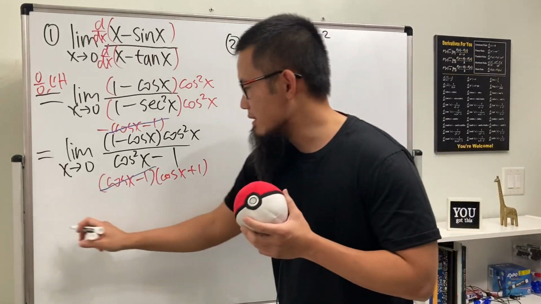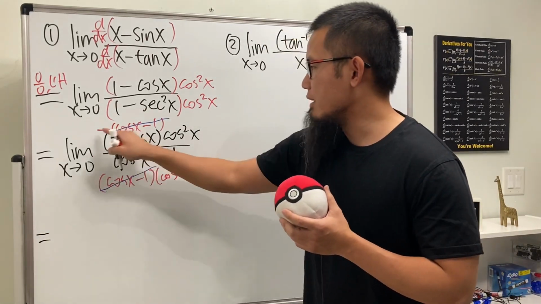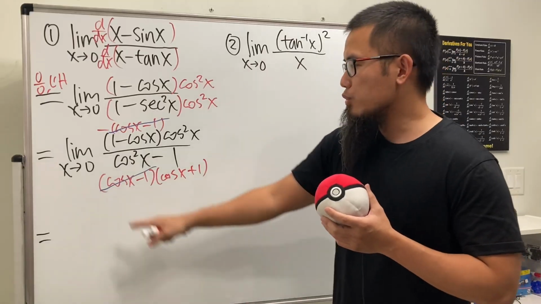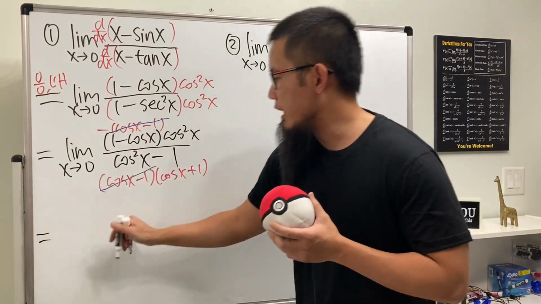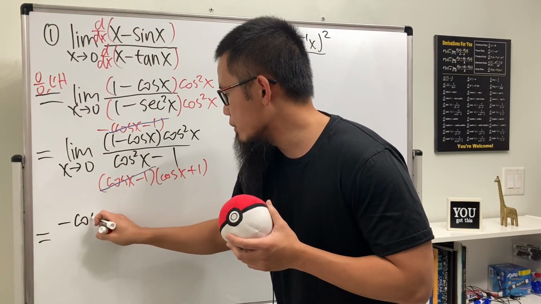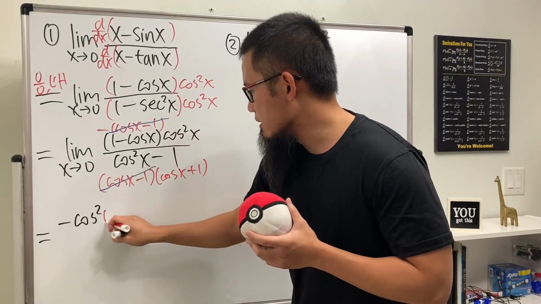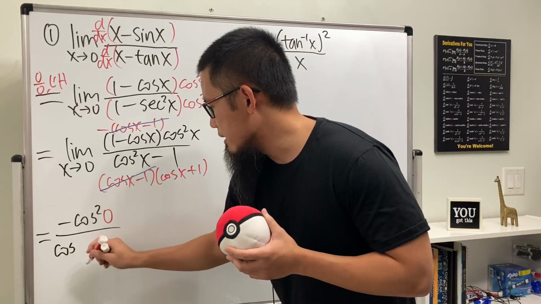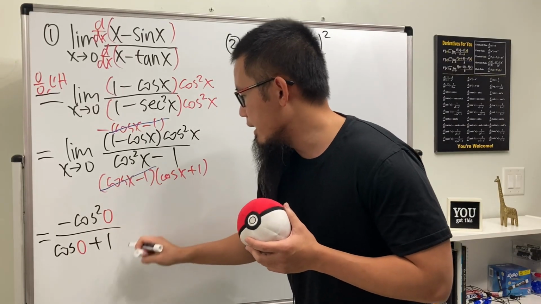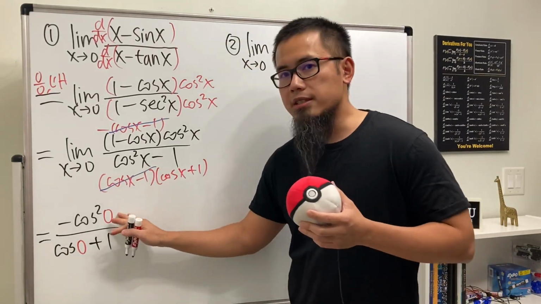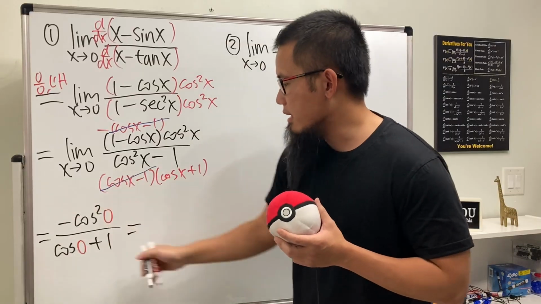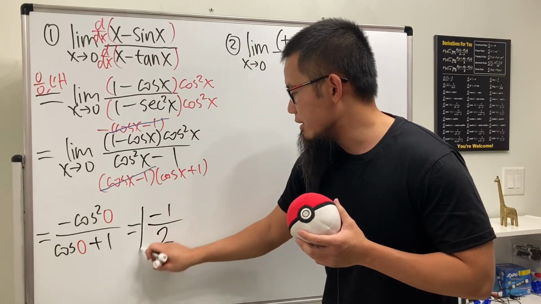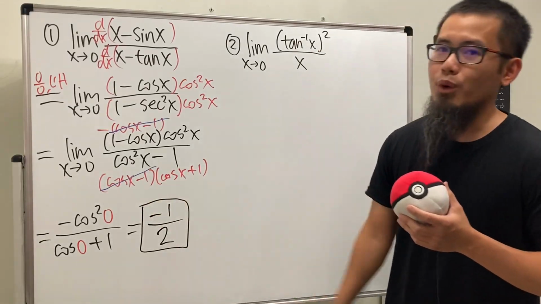And now we can see that on the top we just have the negative and then cosine square x over that. So we can just go ahead and plug in 0 into here. So we get negative and then cosine square, and the x is 0, over cosine x again is 0 and then plus 1. And then just compute it. Cosine 0 is 1, square that's still 1, but that's negative 1 on the top, and then over 1 plus 1, which is 2. And ladies and gentlemen, the answer is just negative 1/2.